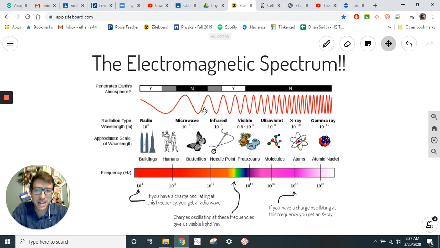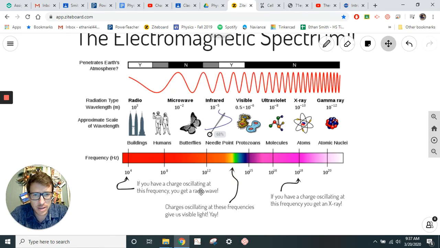So in any case, one thing of note, kind of tying this all together: if we have a charge that's oscillating at this frequency, bouncing up and down at 10 to the fourth, that would be 10,000 hertz, right? So 10,000 cycles, vibrations per second. If the charge is vibrating at that frequency, then I get a radio wave.